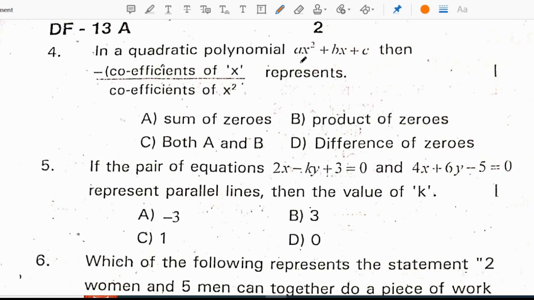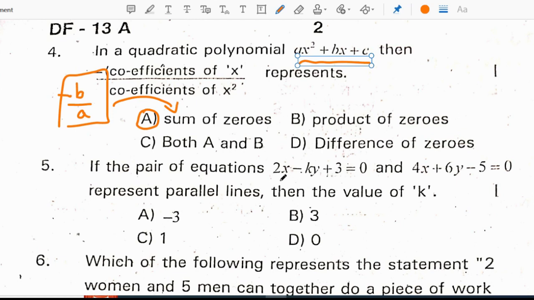In a quadratic polynomial ax square plus bx plus c, minus coefficient of x by coefficient of x square represents the sum of zeros. Coefficient of x means b, coefficient of x square is a, so minus b by a is the formula for the sum of zeros.